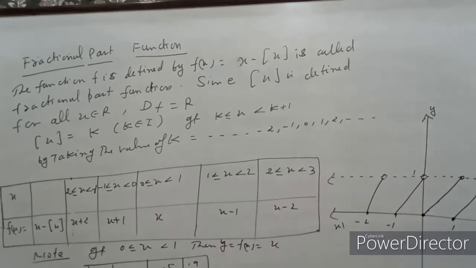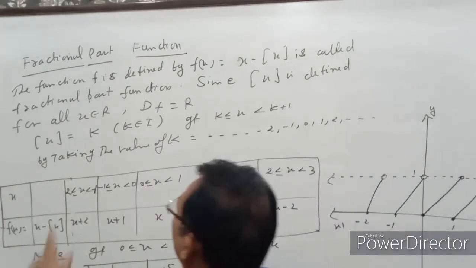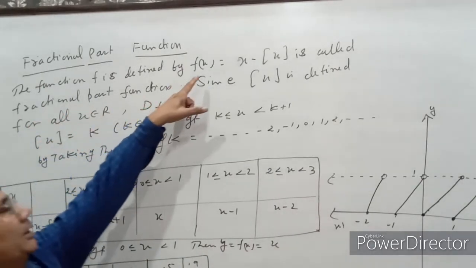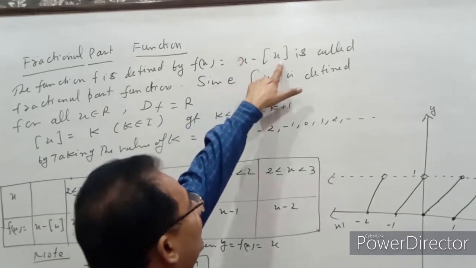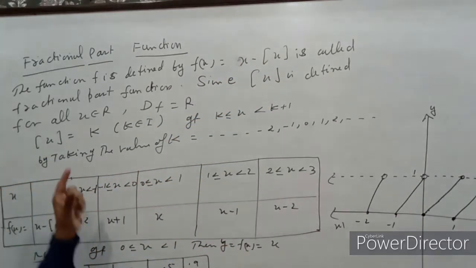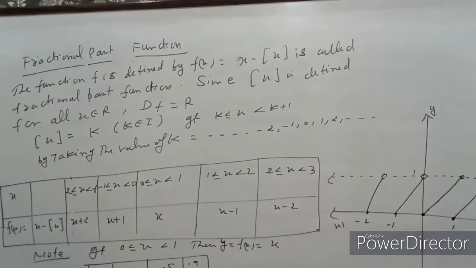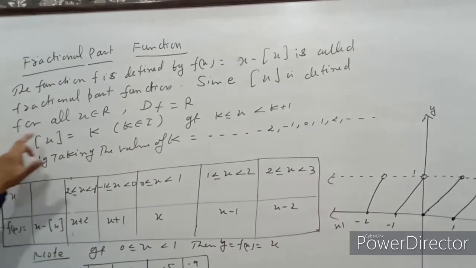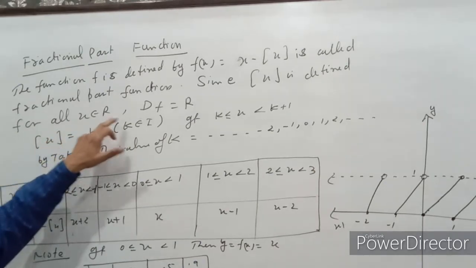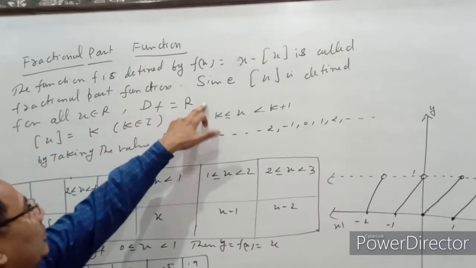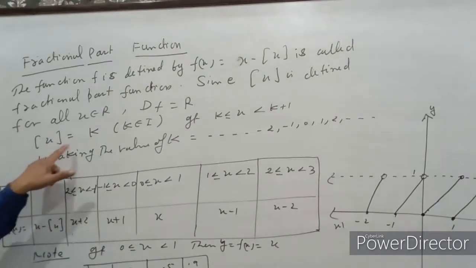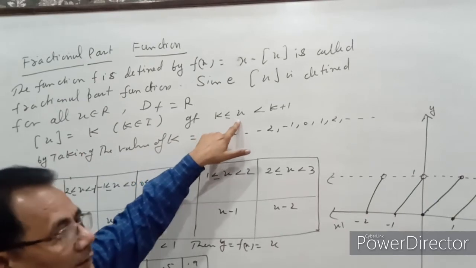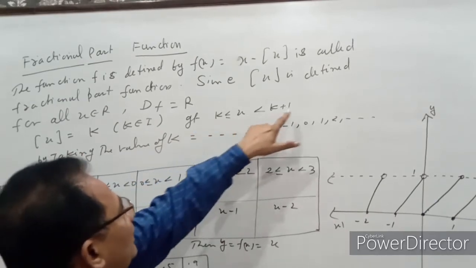Yes, one more definition, fractional part function. The function f defined by f(x) is equal to x minus the greatest integer function is called a fractional part function. Since the greatest integer function is defined for all x belonging to R, that is, since the domain of the function is R, the greatest integer should be equal to k if k belongs to I and the value of the variable lies between k and k plus 1.